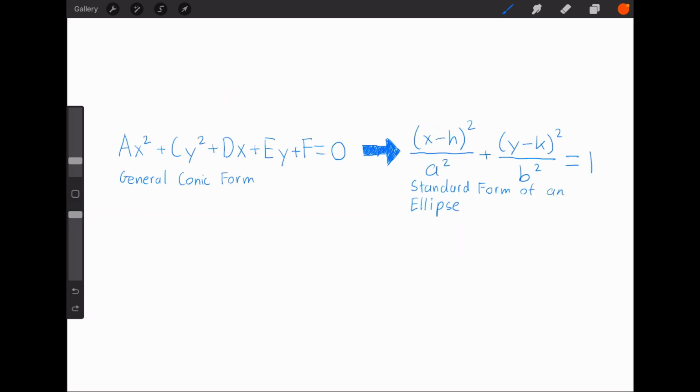As stated before, in this video, I will demonstrate how to transform an equation in general conic form to the standard form of an ellipse. Please note that not all equations in general conic form are ellipses. Equations in general conic form represent conic sections, which include ellipses, circles, parabolas, and hyperbolas. Please also note all the equations used in the examples represent ellipses.